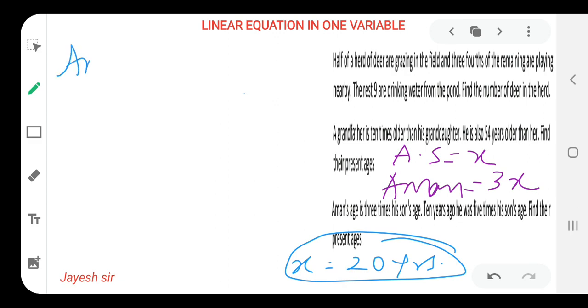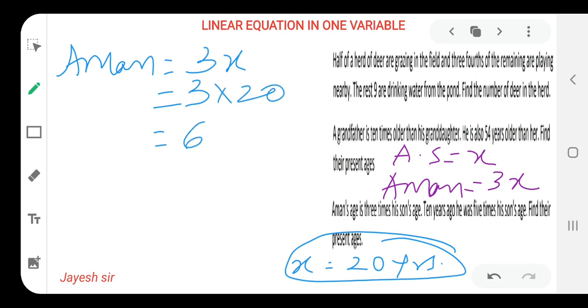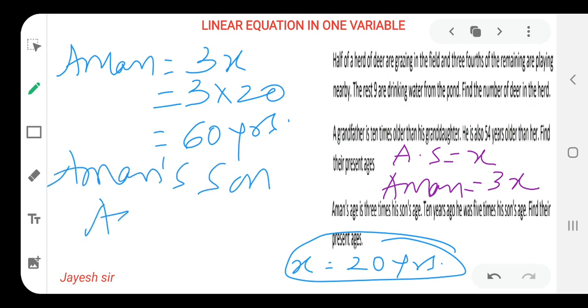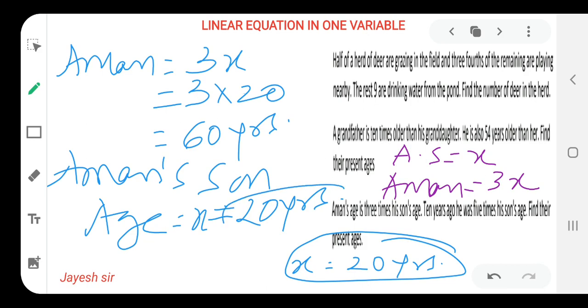Aman's age is, what is Aman's age? 3x, that means 3 multiplied by 20. So Aman's age would be 60 years, and his son's age we have already written. Aman's son's age equals x equals 20 years, that we have found from solving the linear equation. I hope you all are getting it.